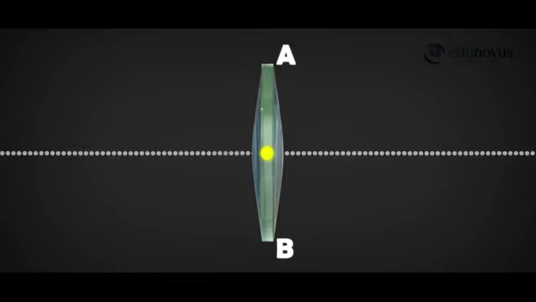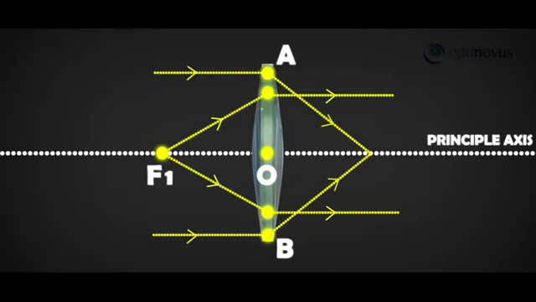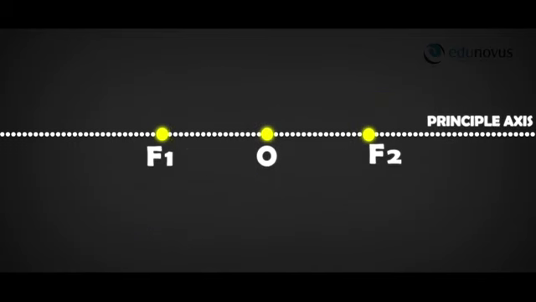First principal focus is a point on the principal axis of the lens. When a ray diverging from it, after refracting from the lens, goes parallel to the principal axis. Here, F1 is the first principal focus. Second principal focus is a point on the principal axis of the lens. When an incident ray parallel to the principal axis, after refraction from the lens, meets at this point. Here, F2 is the second principal focus.